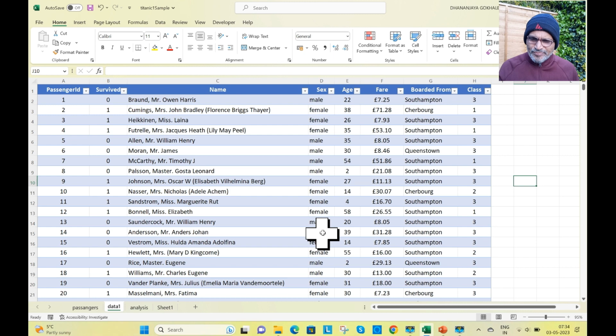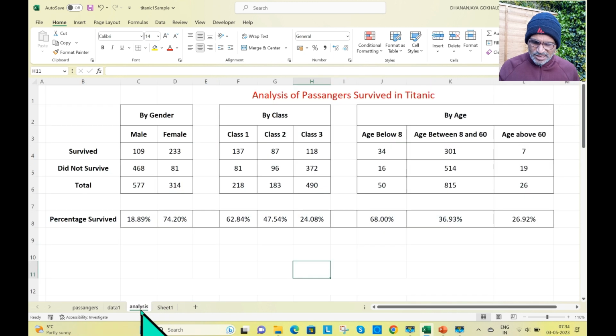We would like to know, since it is given by males and females and age, probably we would like to know how many males survived and how many females survived. Probably we would like to know, did the older people survive or did the younger people survive, and in how many percentages. Okay. And we may also like to know, depending upon the class in which they had traveled, did more people survive from first class or second class or third class? Okay, let's move on to the analysis sheet.